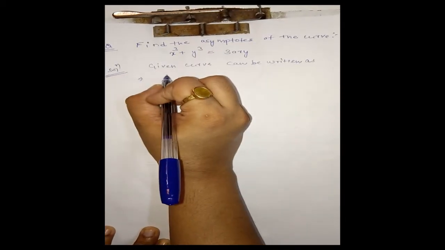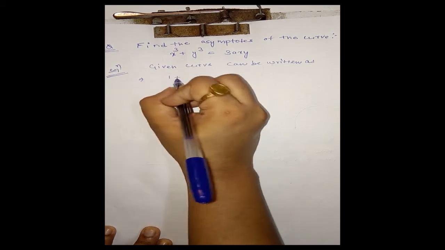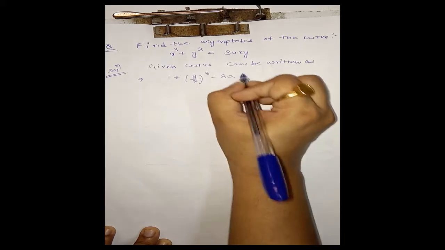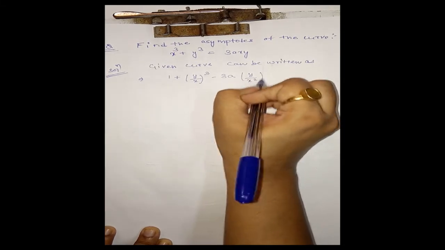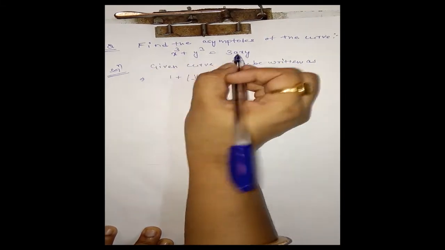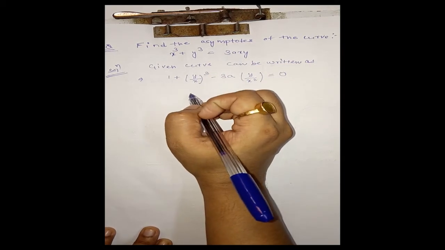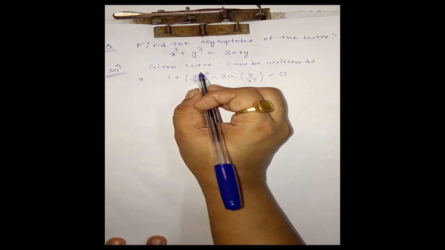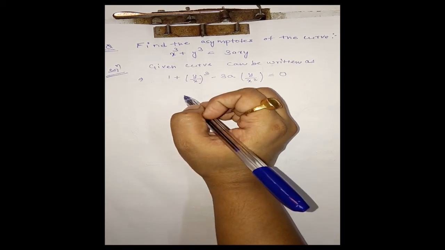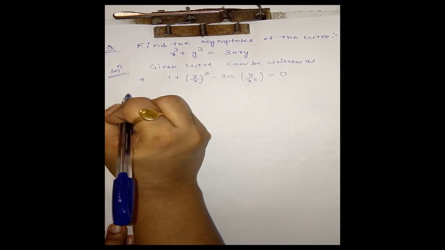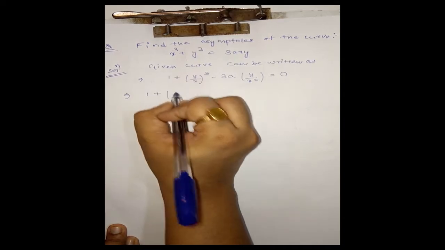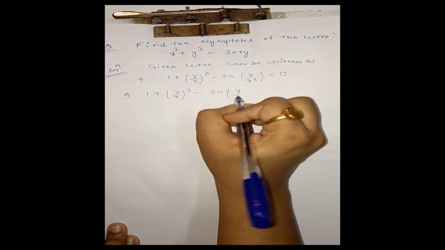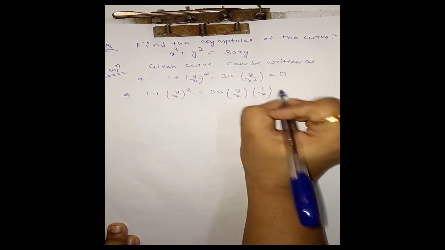Dividing by x cube, this can be written as 1 plus y by x whole cube minus 3a y by x square is equal to 0. Since we have to take the limit as x tends to plus or minus infinity, and determine the values of m and c, we keep it in the form y by x. Now this can be further written as 1 plus y by x whole cube minus 3a times y by x into 1 by x is equal to 0.